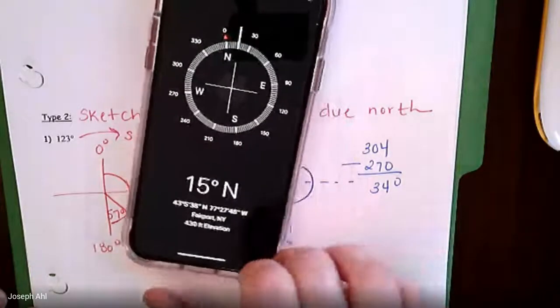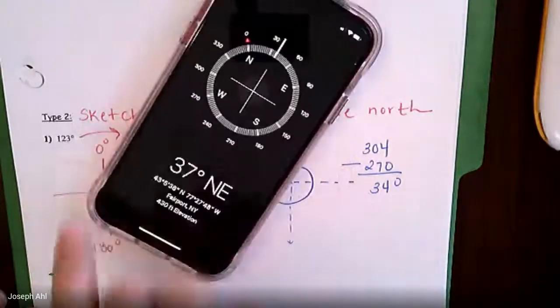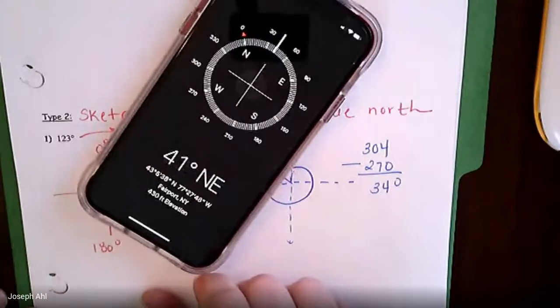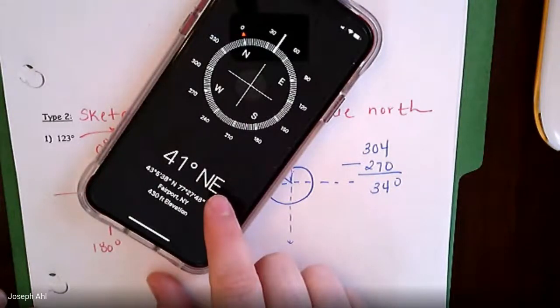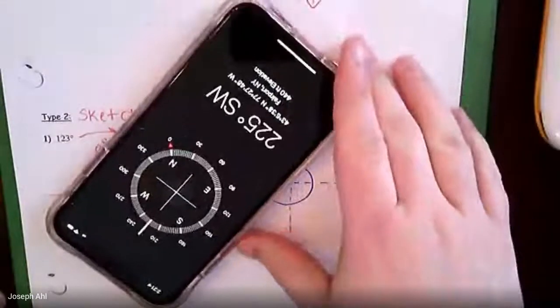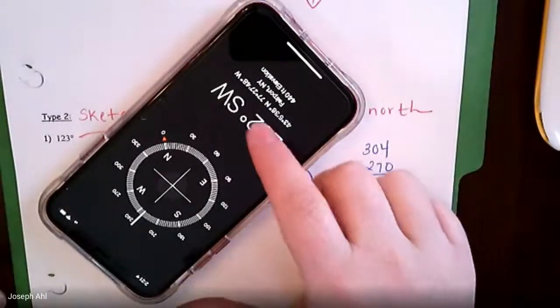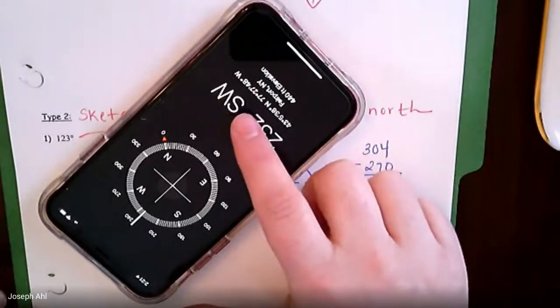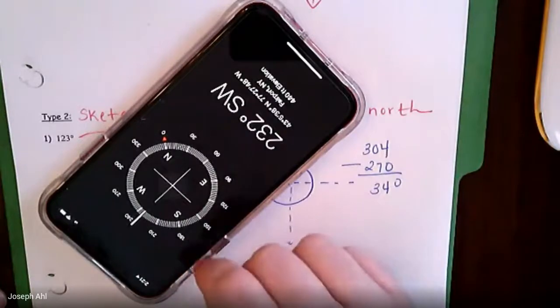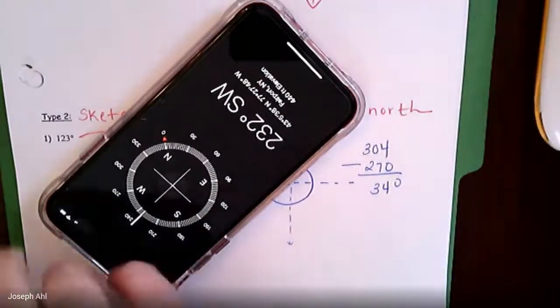But as I turn my phone, you can kind of see how this angle changes, right? So this would be a bearing of 41 degrees, headed that way. It tells me the direction's northeast. But if I keep spinning this around, look how eventually I get to a place where the bearing is now 232 degrees, and that's a southwesterly direction. So again, this is the compass app on your phone, just kind of a quick connection there.